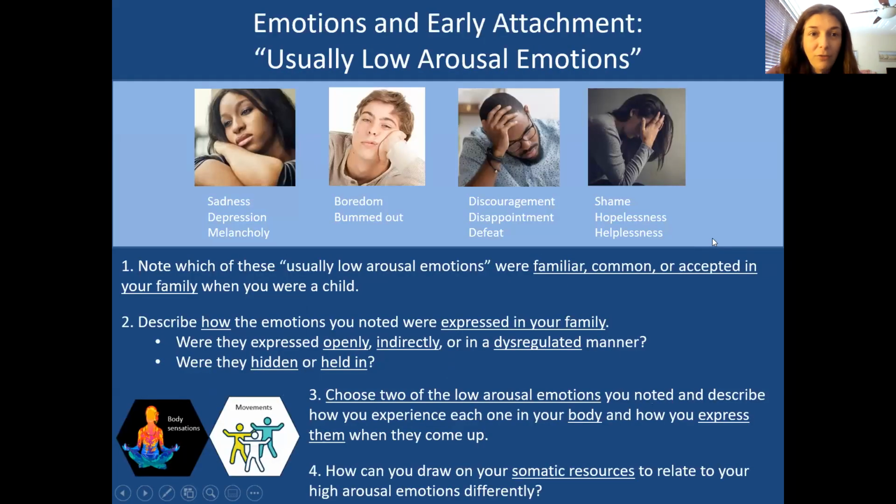Okay, so now we're going to flip to usually low arousal emotions. So it's not quite hypoarousal. You're still in your window of tolerance, but they're low arousal. So those could include things such as sadness, depression, melancholy, boredom, being bummed out, discouragement, disappointment, defeat, shame, hopelessness.